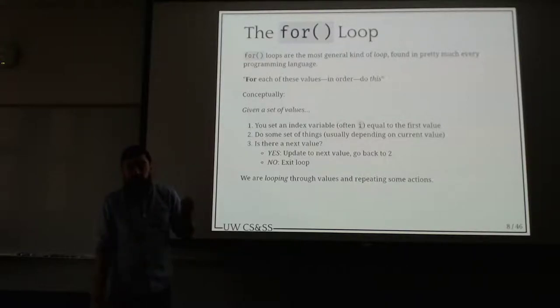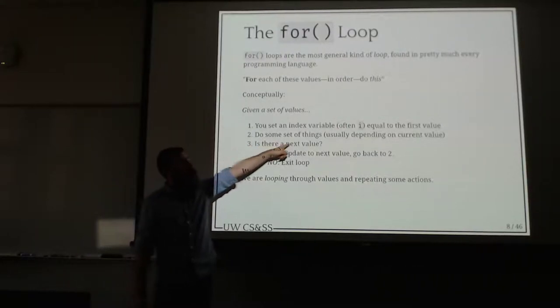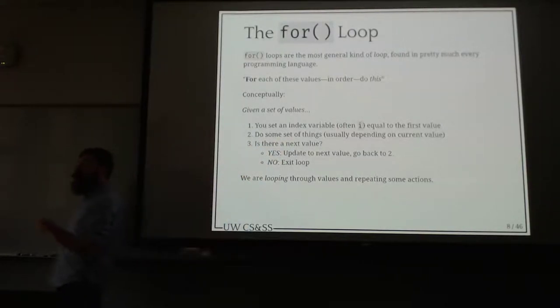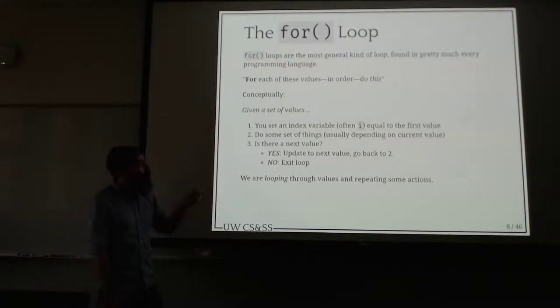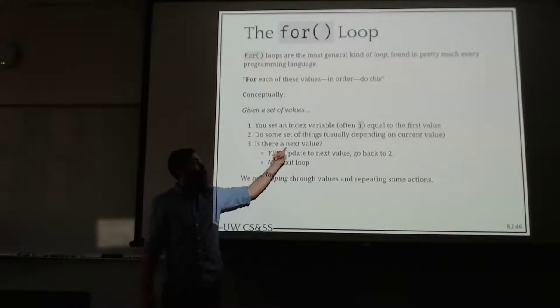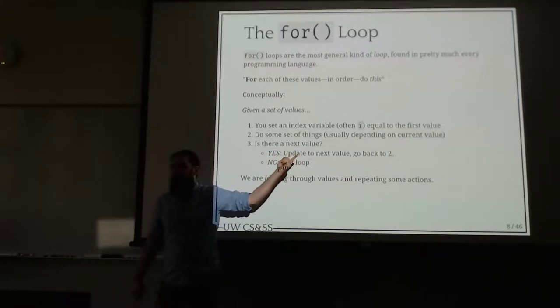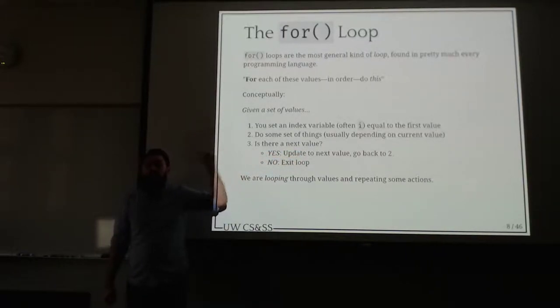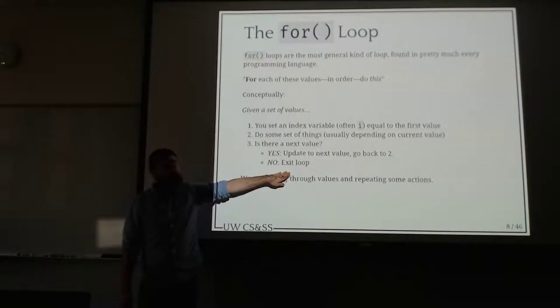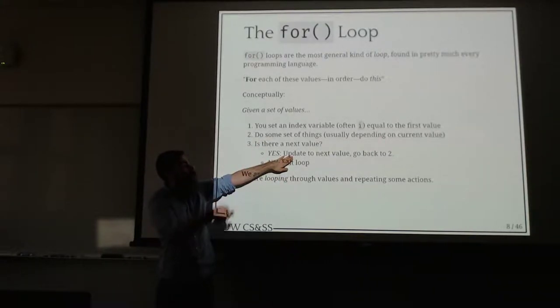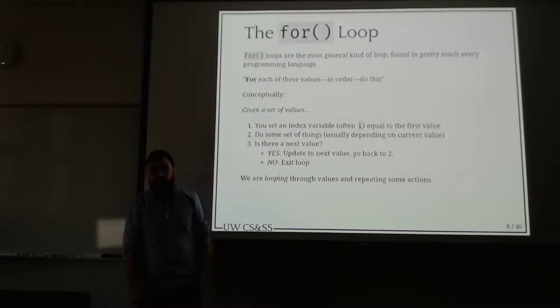Once I is set to its first value, do some set of things. That set of things will usually depend on the current value of I. When it completes that, go and check to see if there is a next value that you could assign I to. If there were three values, it would do the first value, the second value, the third value. There's no fourth value. If there's no next value, exit the loop. If there is a next value, change I to the next value and repeat 2.